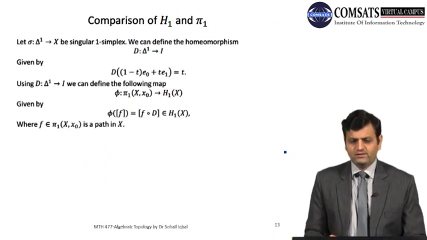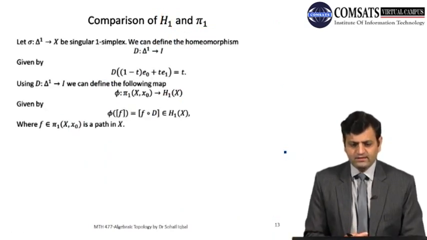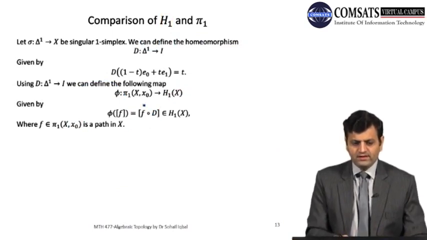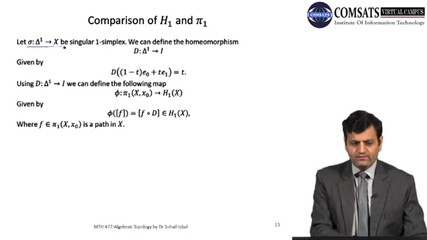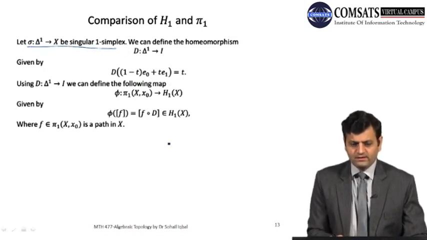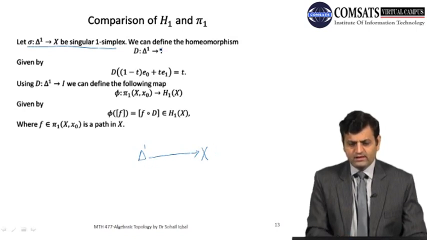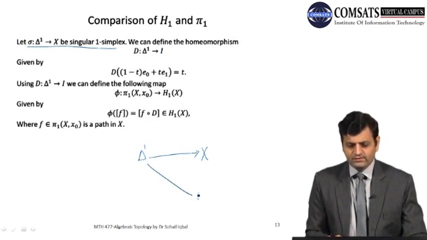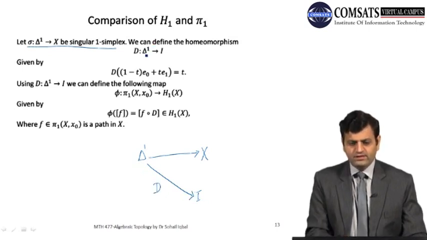So let's go on and start precisely the relation between H1 and pi 1. The first observation is: if we have a one simplex, which is a continuous map from the standard one simplex to X, we can define this map D from the standard one simplex to I, such that D is given like this.